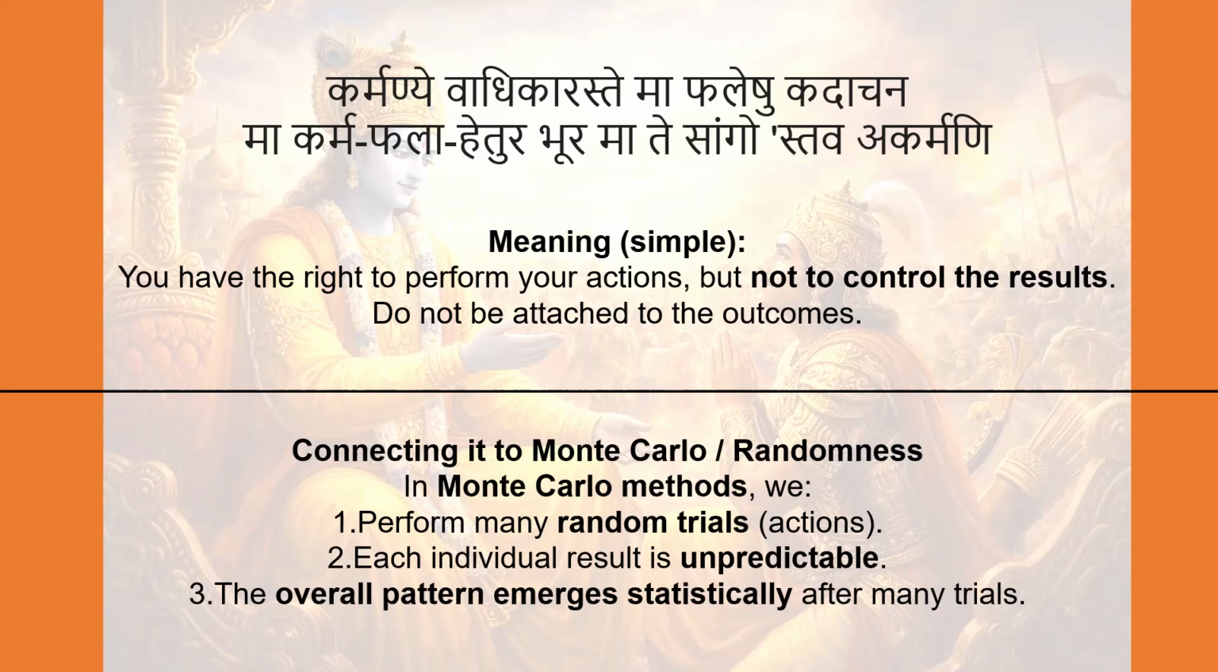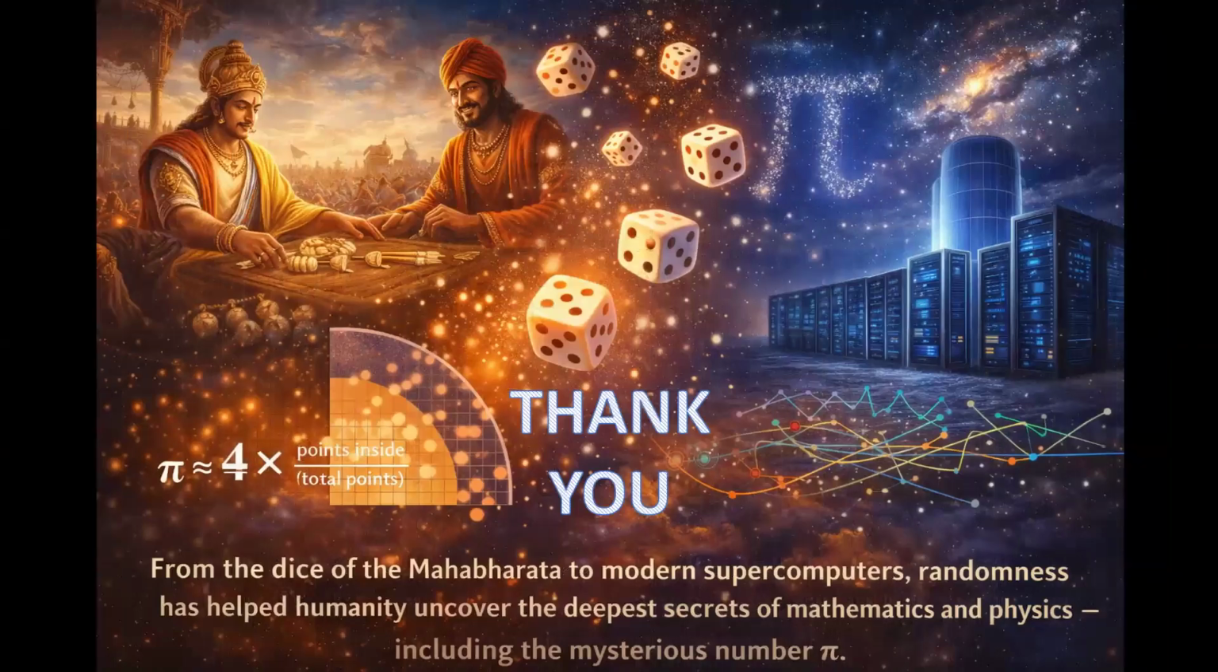So that is how we can say randomness is connected to the Mahabharata or the Gita version. We have discussed everything from the dice game of the Mahabharata to modern supercomputers, and how randomness can help humanity evolve and uncover the deepest secrets, like the evolution of the coin-tossing process or the dice game process, or maybe finding the mysterious value of pi. Whatever points were possible during this span, I tried discussing with you.